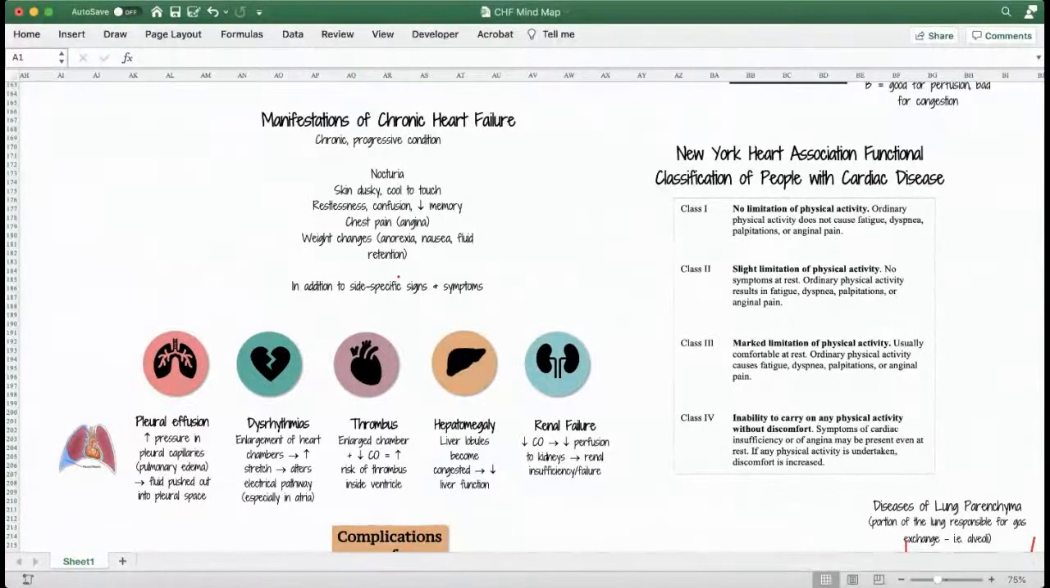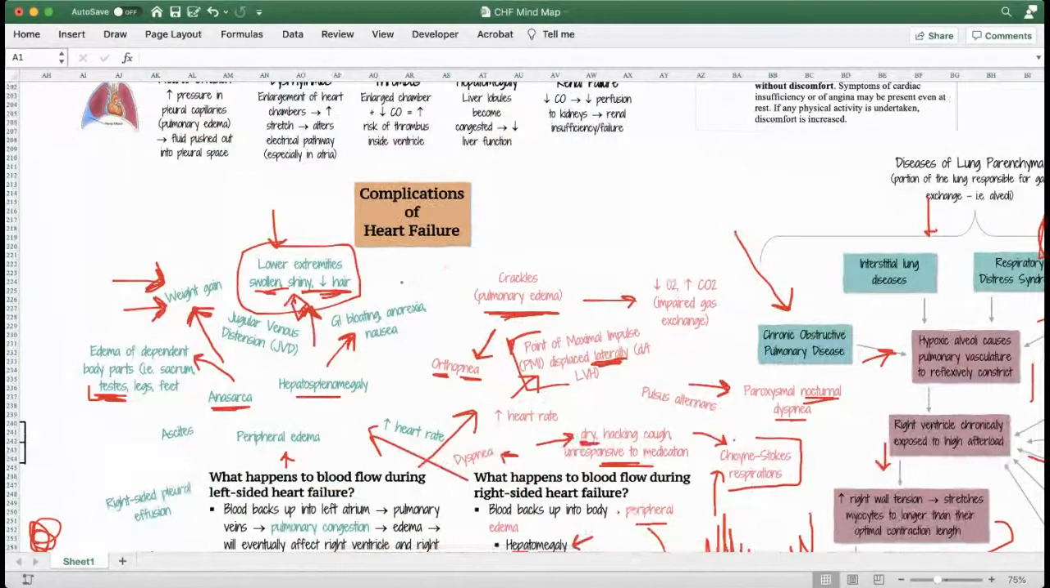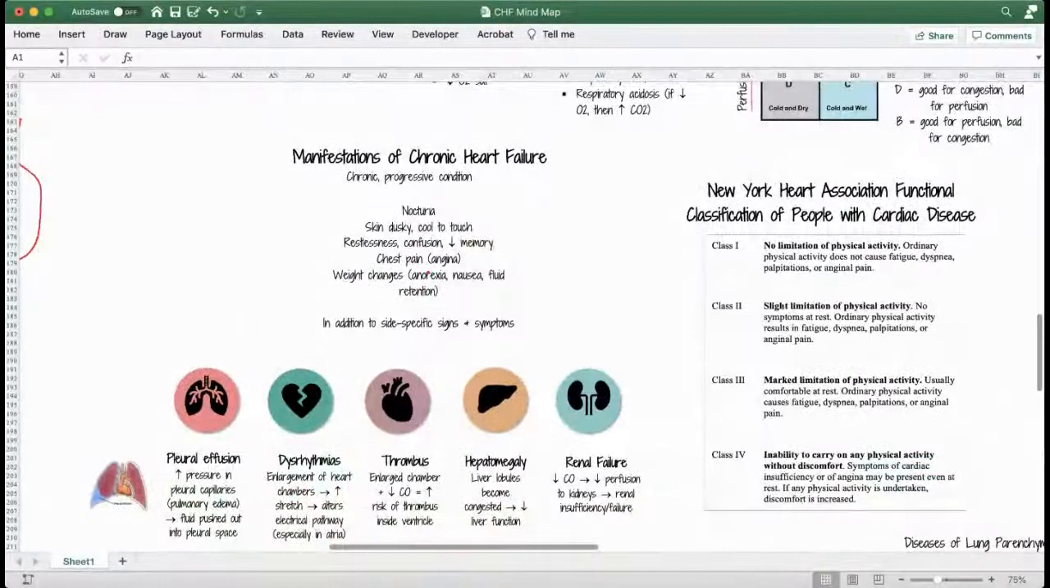So, all right, we'll do manifestations. We just talked about manifestations of each side separately, right? These are kind of the big things that are going to trigger, okay, there's a problem. Heart failure is a possibility. Remember that heart failure is progressive, right? So it's something we're going to constantly be keeping an eye on.